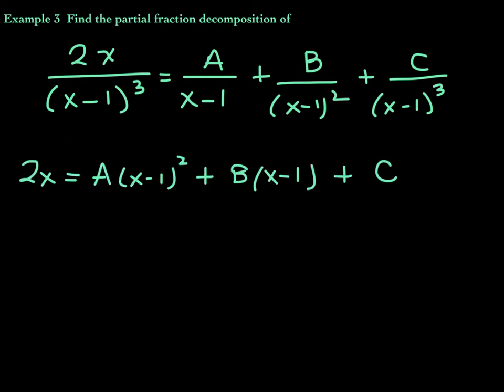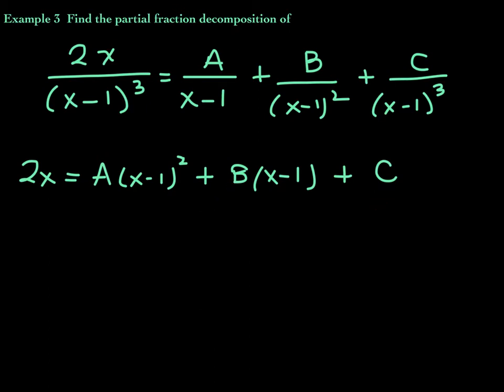All right, so we did it. We went ahead and multiplied both sides by the LCD, and we're left with 2x is equal to a times (x minus 1) squared plus b times (x minus 1) plus c. Notice that c is just a constant. If you and I were able to plug in something for x that allows a and b to go to 0, then we can solve for c.